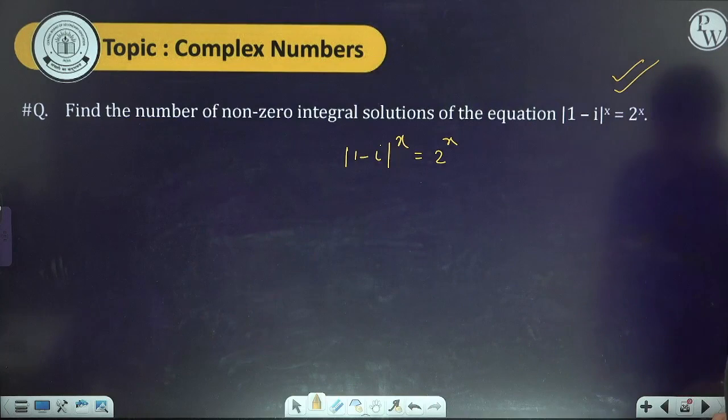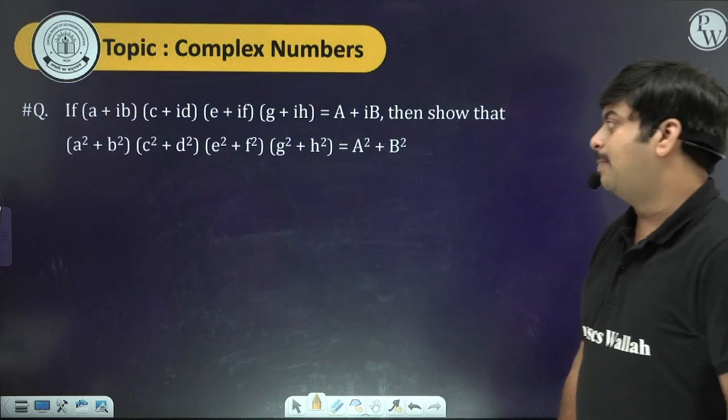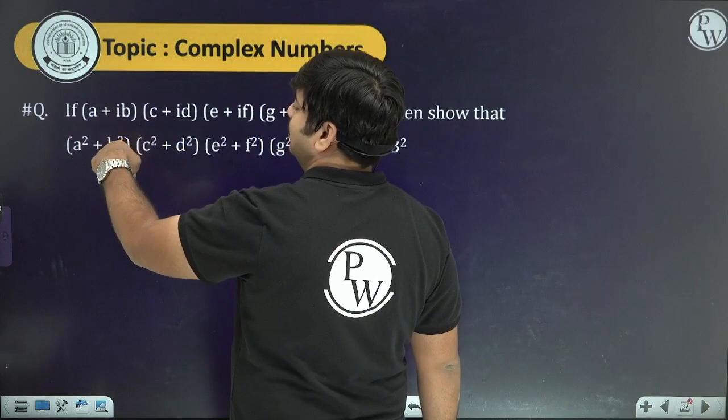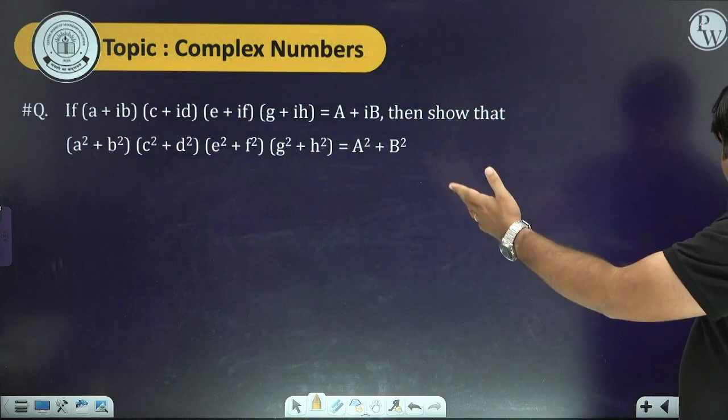If (a plus ib)(c plus id)...(e plus if)(g plus ih) equals A plus iB, then show that all this. Just by seeing, you can say that the modulus of a plus ib is root of a square plus b square. So simply the modulus of that will have some link with this one.